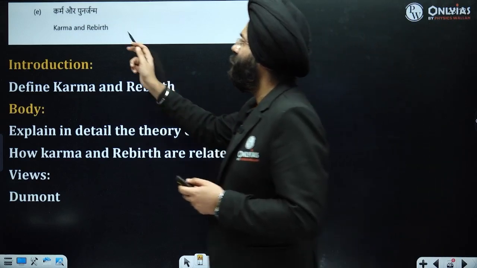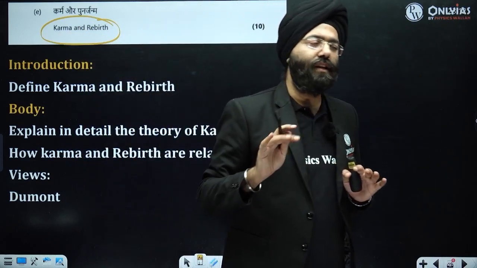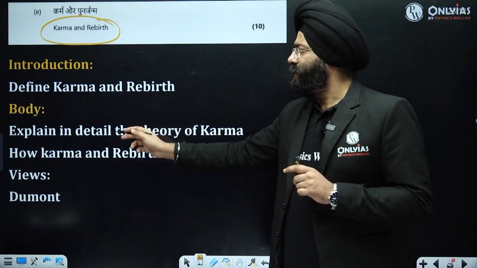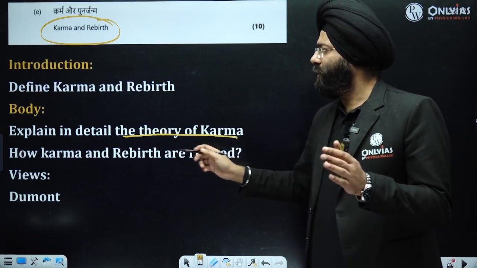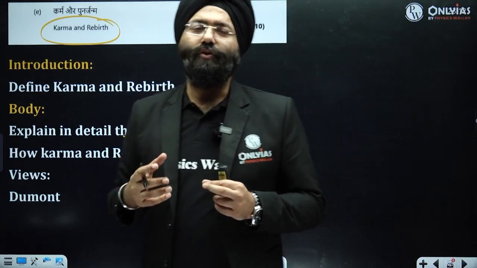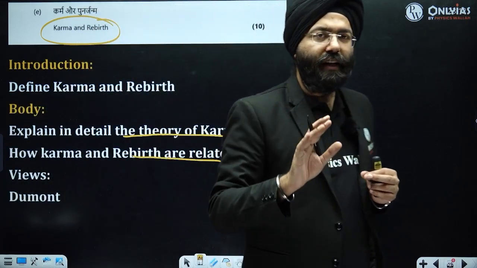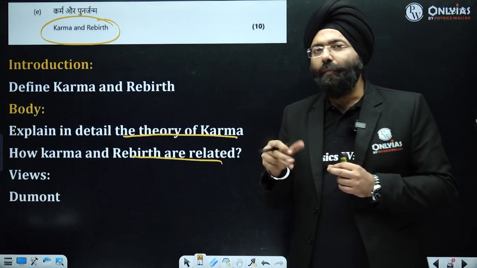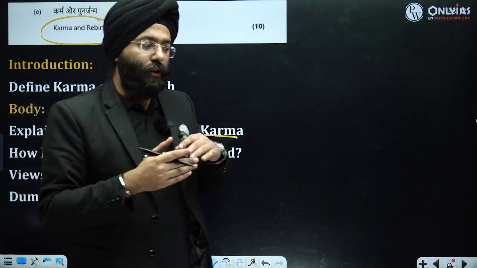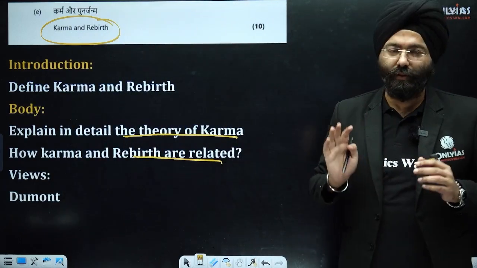Next comes karma and rebirth. Again, we'll not go into detail because this is extremely direct. This is something that you must have read. Explain karma and rebirth. Explain the details, the theory of karma, and explain how karma and rebirth are related. When you study Purushartha, the ultimate aim is moksha, right? Now, what karma you do determines whether you will attain moksha, or you will be trapped in the cycle of birth or rebirth.